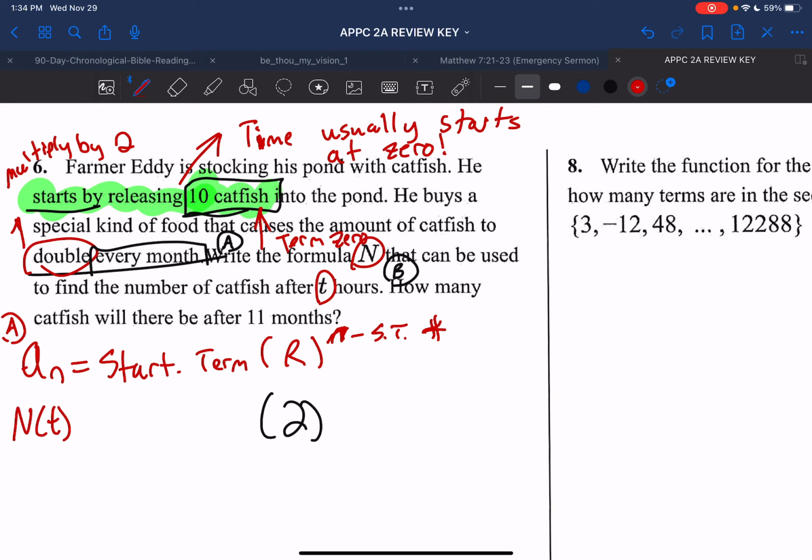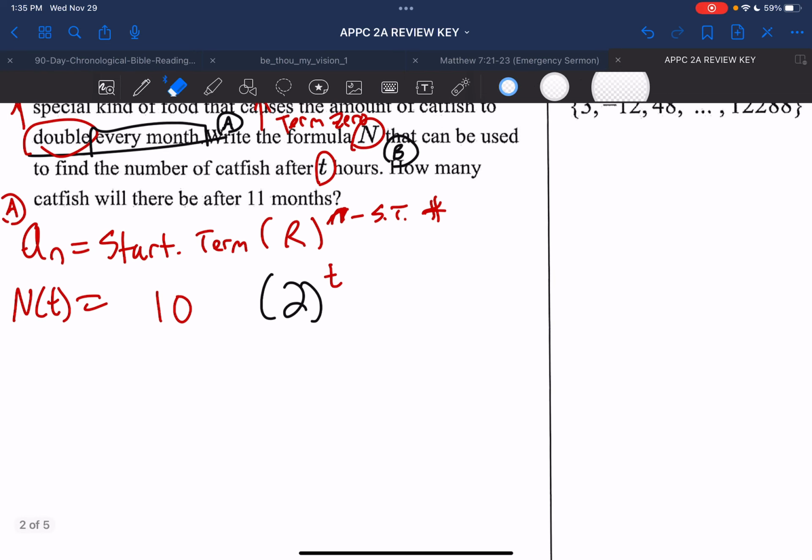So the number of fish after a certain amount of time. It's basically the same thing as F of N, just written for different letters. So N of T equals, my starting term is 10, so I started with 10 times 2 to the N. Or in this case, instead of N, it wants me to use T, so it'd be 10 times 2 to the T. Okay?